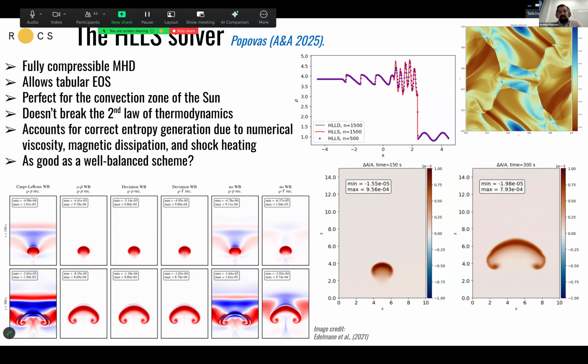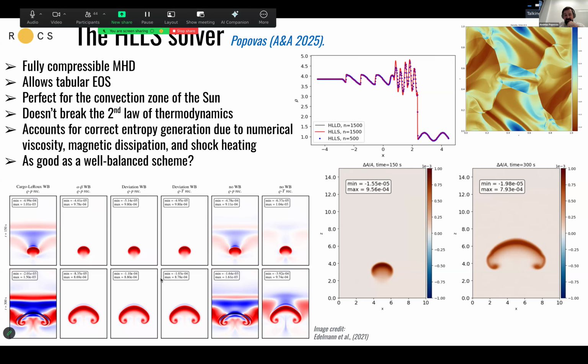As the primary thermodynamic quantity, entropy is absolutely perfect for the convection zone of the Sun, because it's quite flat, and I will show that later. It doesn't break the second law of thermodynamics. People who use Riemann solvers probably know they're notorious for the so-called negative pressure, or they need entropy correction. This one, by design, just cannot produce negative entropy. It does account correctly for entropy generation due to numerical viscosity, magnetic dissipation, and shock heating.